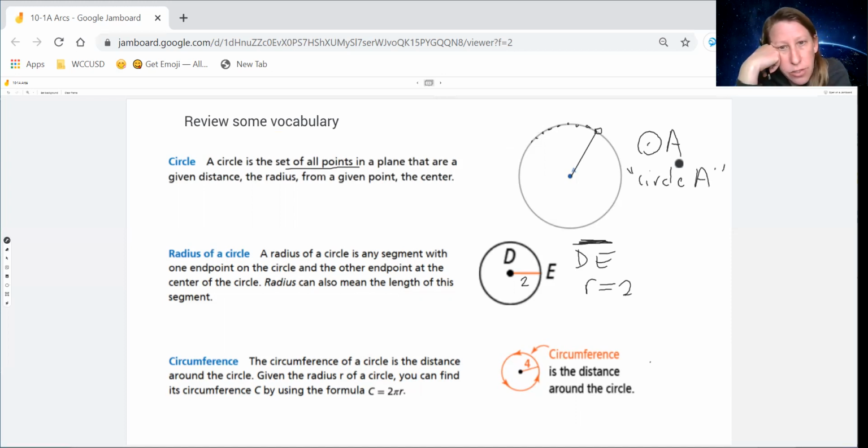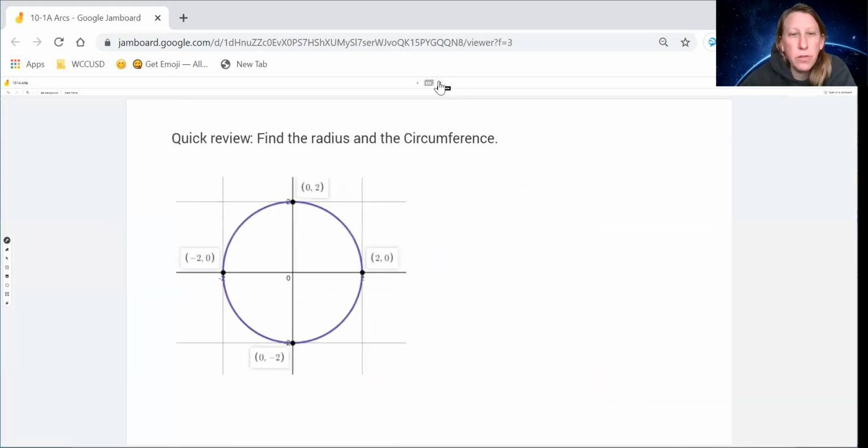Right, and another thing that's interesting to find on a circle is the circumference. Now, the circumference you can't name with letters. When we ask you for circumference, we're actually looking for a number. And the number is how long it takes to get all the way around the circle. The circumference is a number that represents how far it is around the circle. So let's practice using the circumference formula.